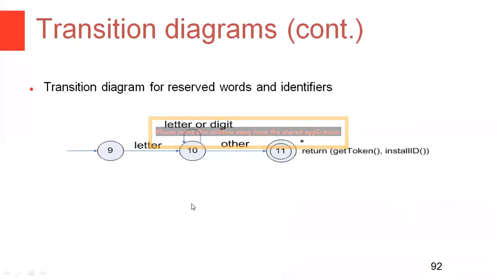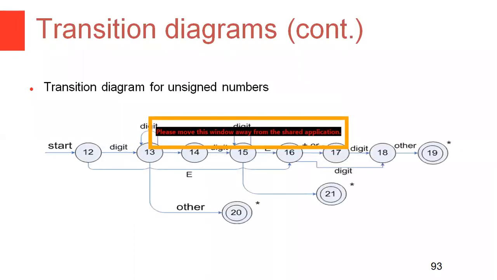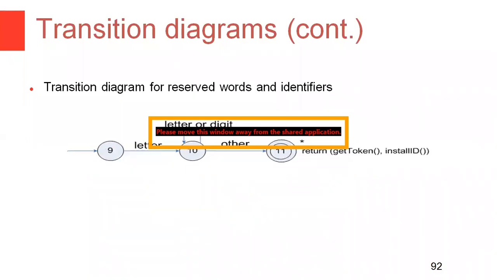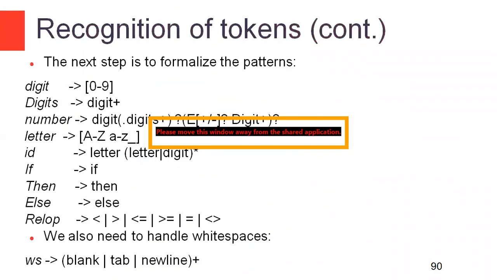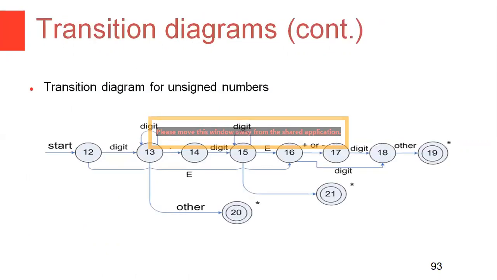so this is the reserved words and identifiers. So how is the identifier, letter or digit whole star. So this is the transition diagram for identifier, and this is the transition diagram for unsigned number. So unsigned number means this is the number: digit dot digit question mark, expression plus or minus, digit and plus. So this is the transition diagram for unsigned number.